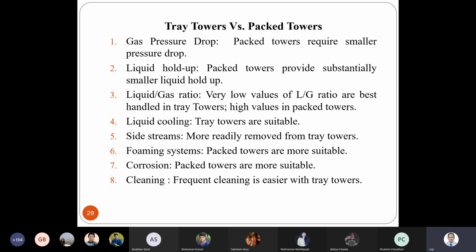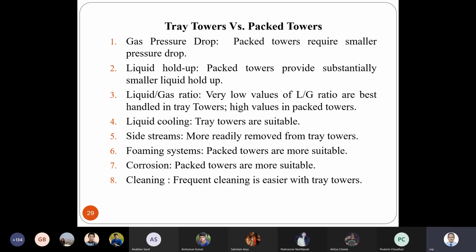Then the second point is the liquid hold up. Liquid hold up we have seen. During loading we can have high liquid hold up for the packed towers. Otherwise packed towers have very little liquid hold up. Liquid is not remaining inside.